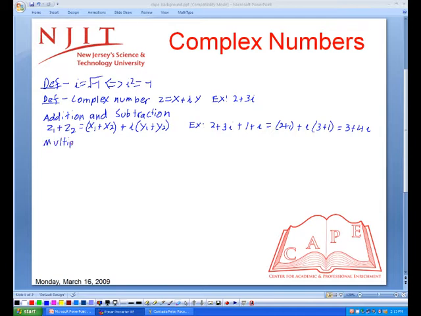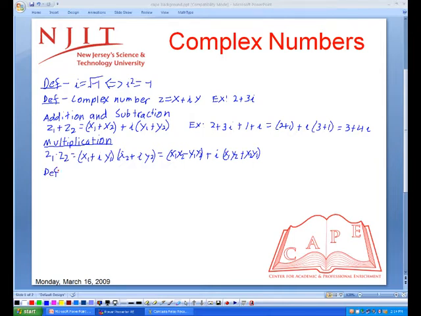For multiplication, it's a little more complicated. We use the FOIL method to derive our formula. So z1 times z2 is going to equal x1 plus i y1 times x2 plus i y2, which equals x1 times x2 minus y1 times y2 plus i times x1 y2 plus x2 y1. Now if you ever forget this formula, you can always derive it using the FOIL method.